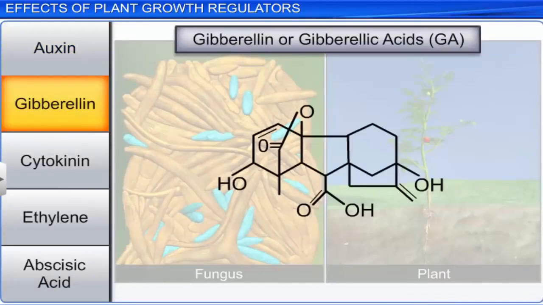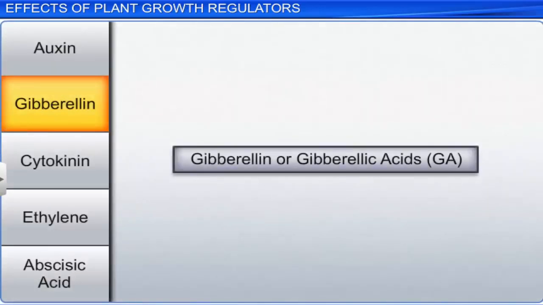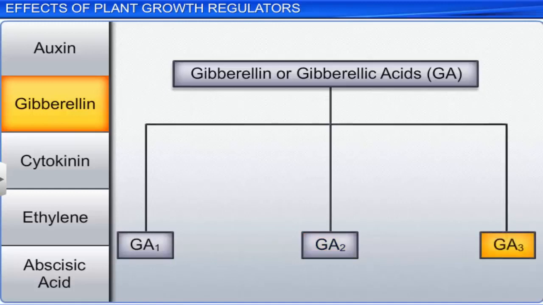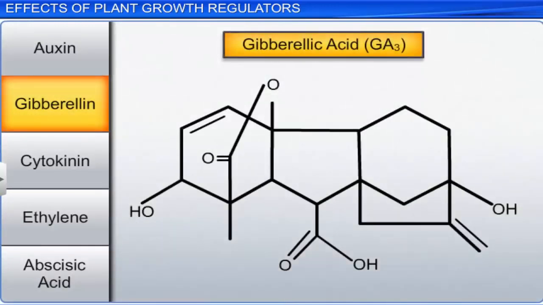Gibberellins or gibberellic acids or GA are extracted from fungi and higher plants. They are referred to as GA1, GA2, GA3, etc., in the order of discovery, and they are acidic in nature. GA3 was the first of all the gibberellins to be structurally discovered.